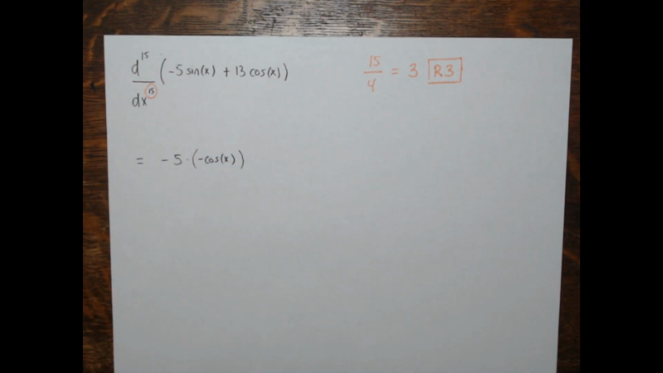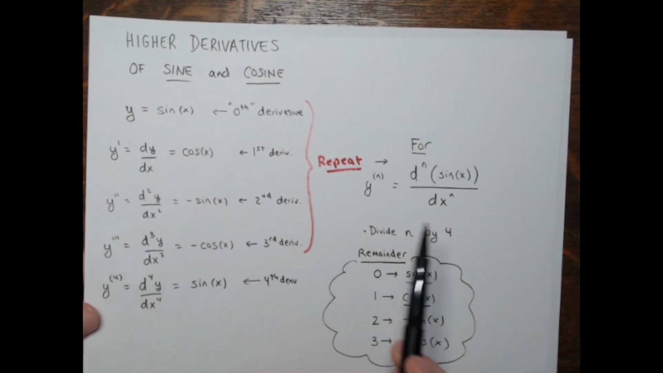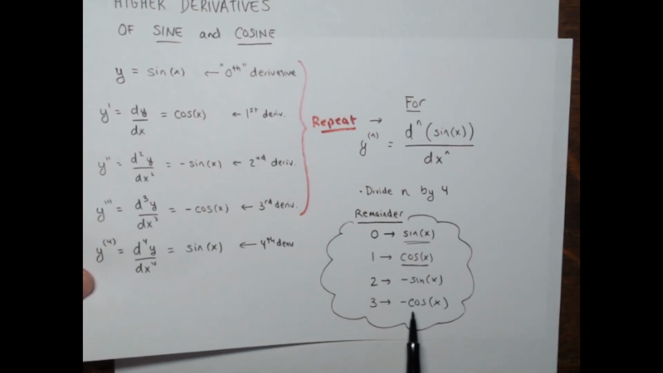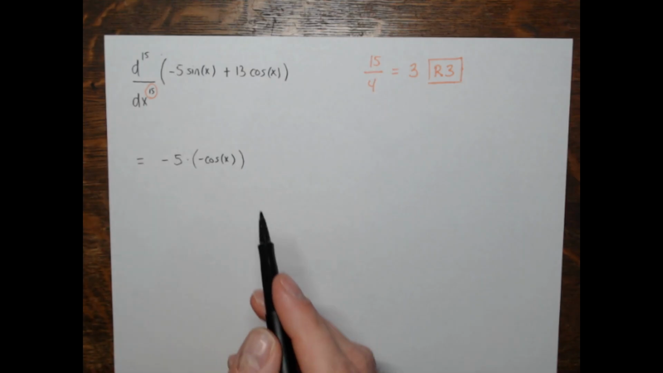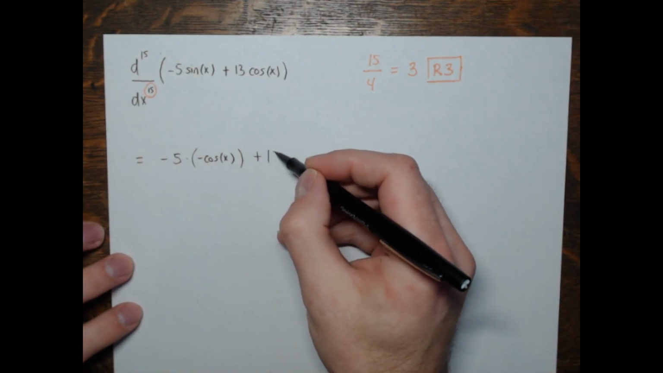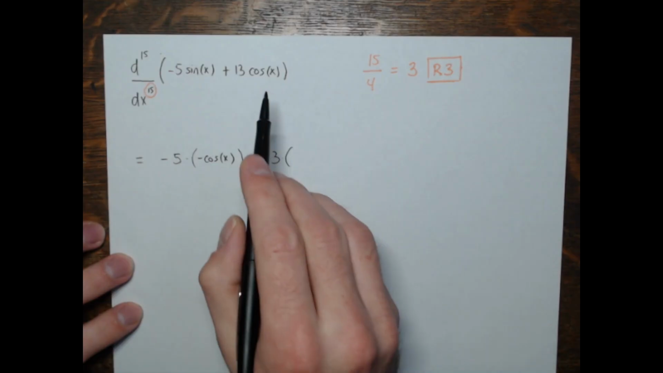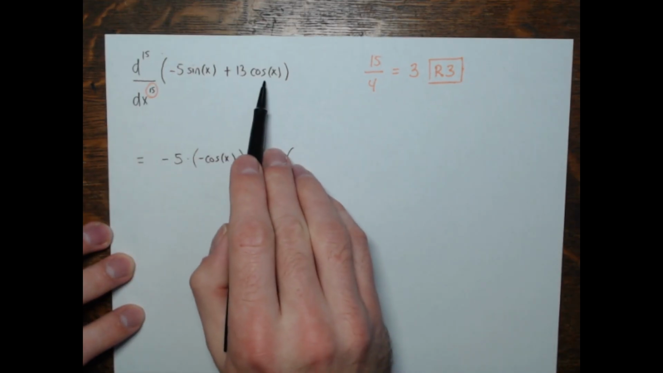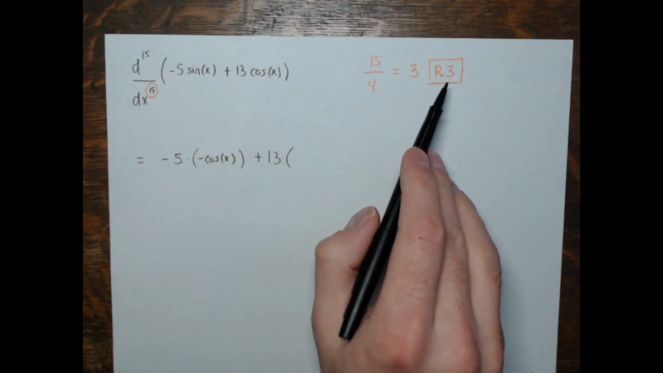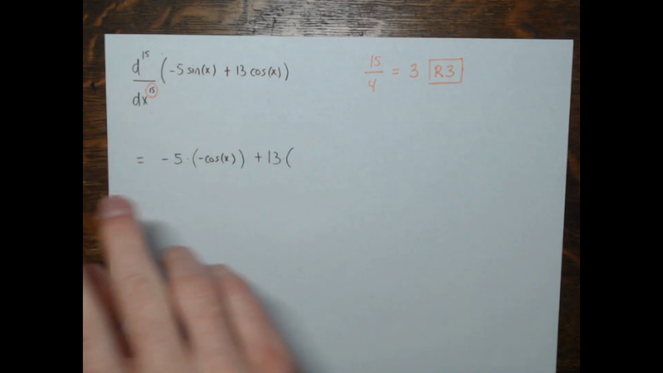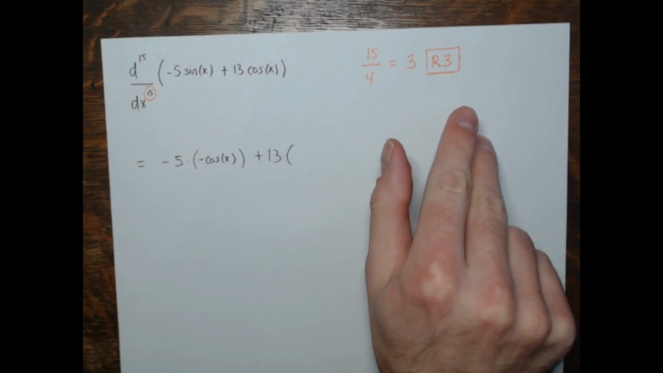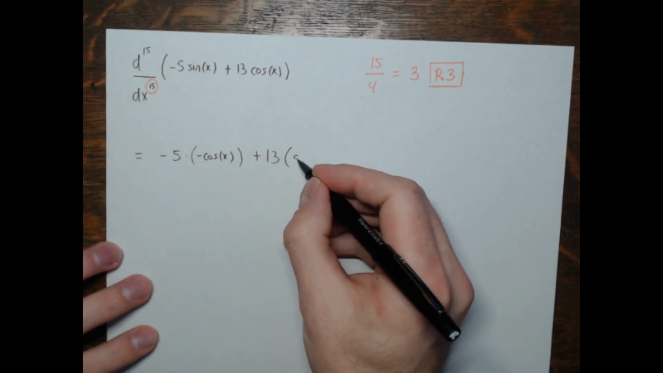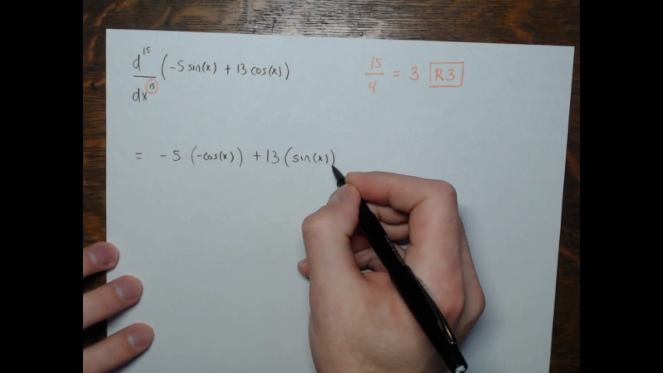Which again, I had that paper here somewhere, right? Yeah, right here. So I'm checking this again, and the remainder was 3, negative cosine, when we're doing the 15th derivative of sine. Then you got plus 13 times whatever the 15th derivative of cosine is. So again, it'll be just like the third derivative of cosine. First derivative is negative sine, second derivative negative cosine, third derivative plain old sine. So sine of x for that.